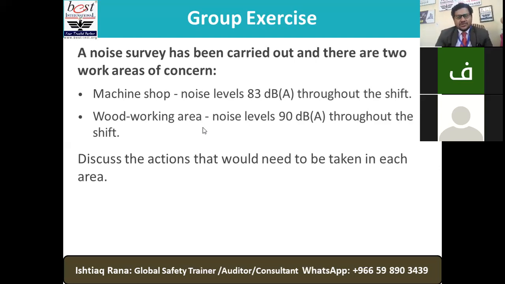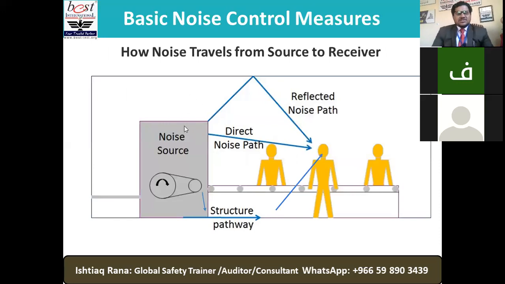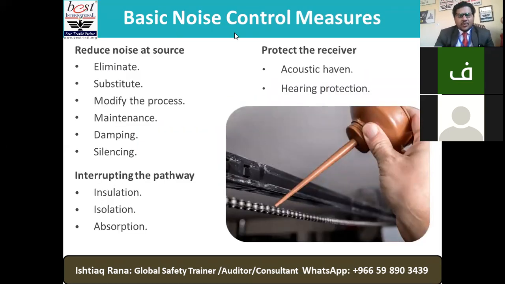Now let's see what NEBOSH is talking about. NEBOSH is saying the much better strategy is to understand how noise travels from source to receiver. Like this is the noise source. It has a structured pathway. It could be direct, hitting directly to the person's eardrums, or the reflected noise path. So it could be this way or this way or this way. We truly need to understand the source, and accordingly see what basic control is going to be there.